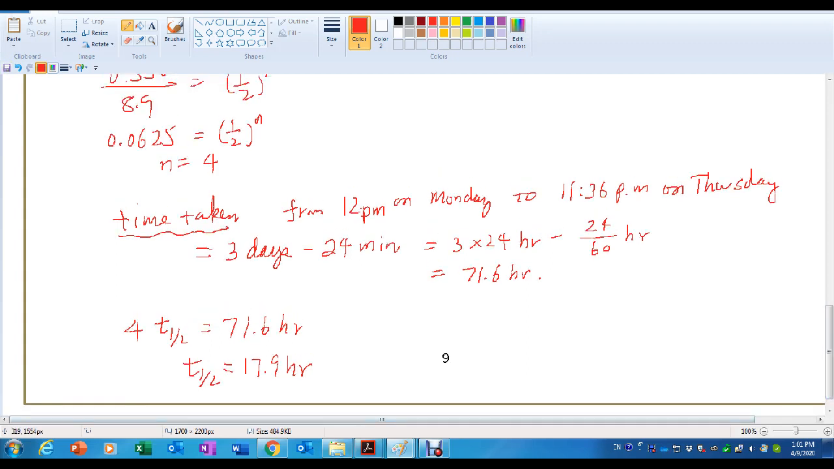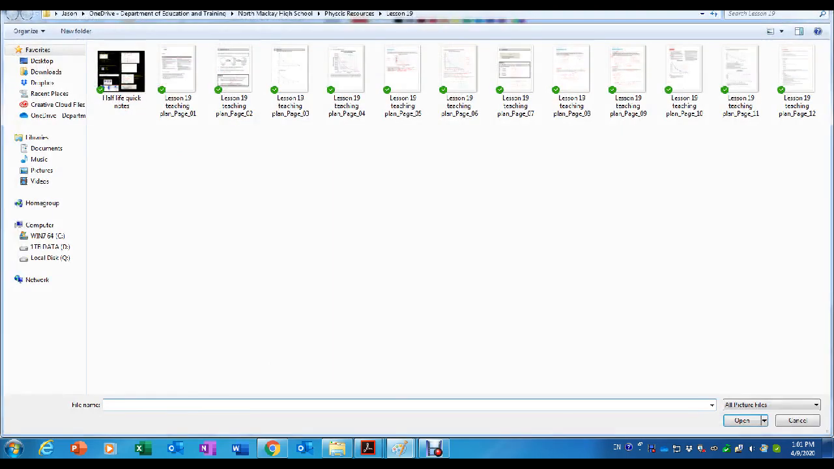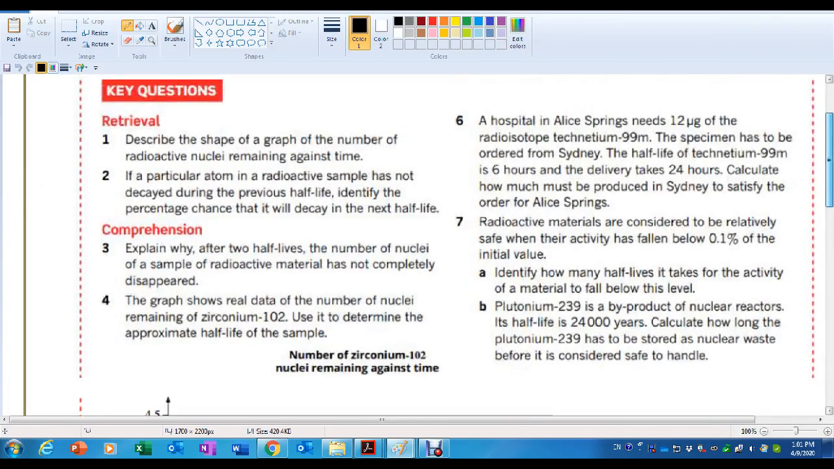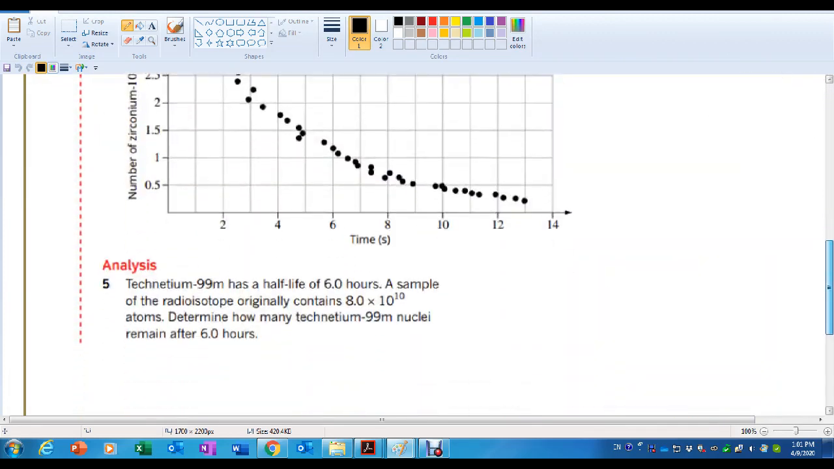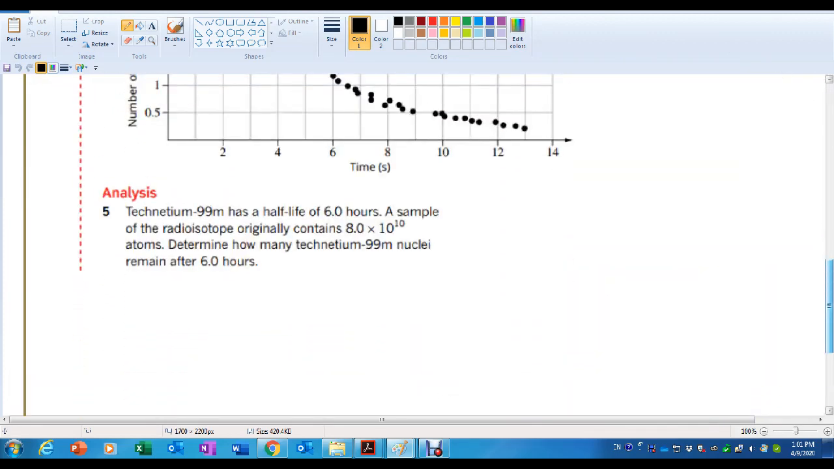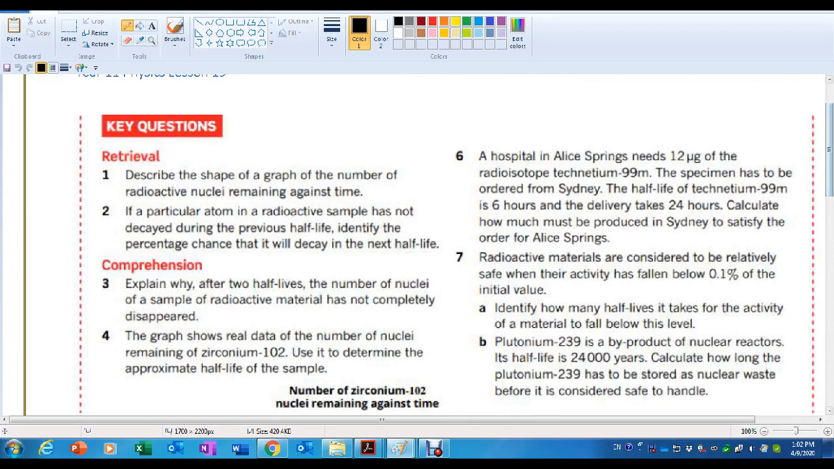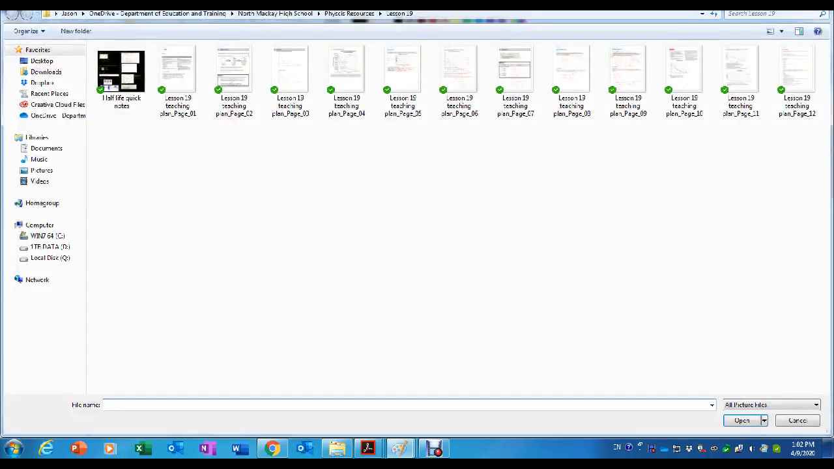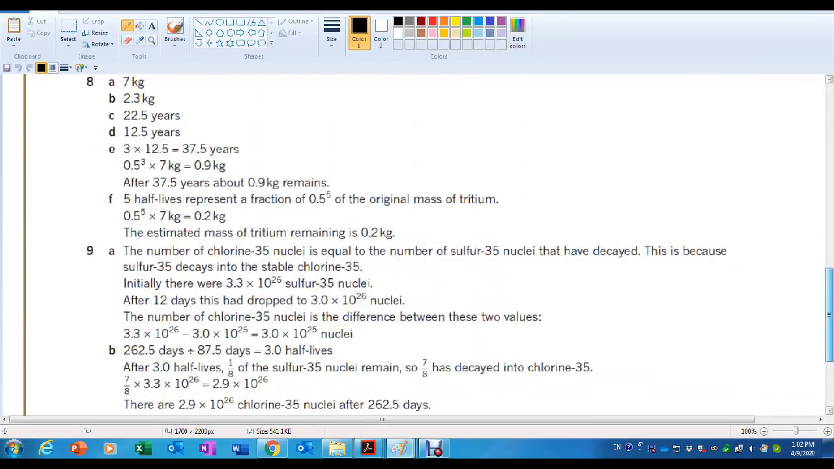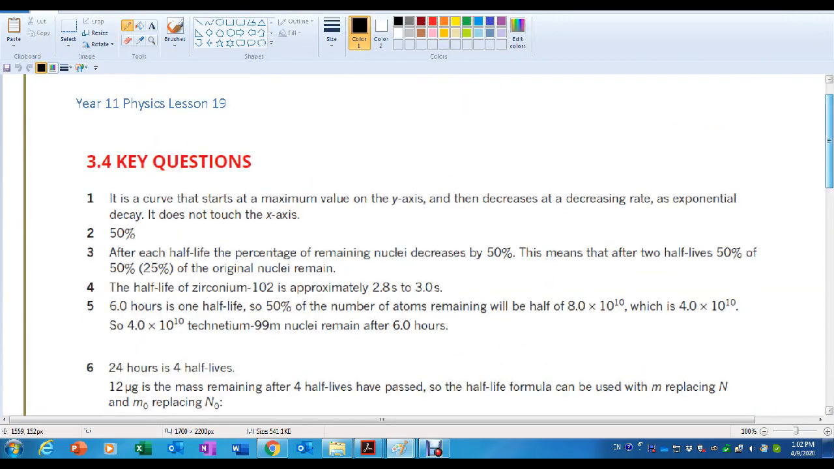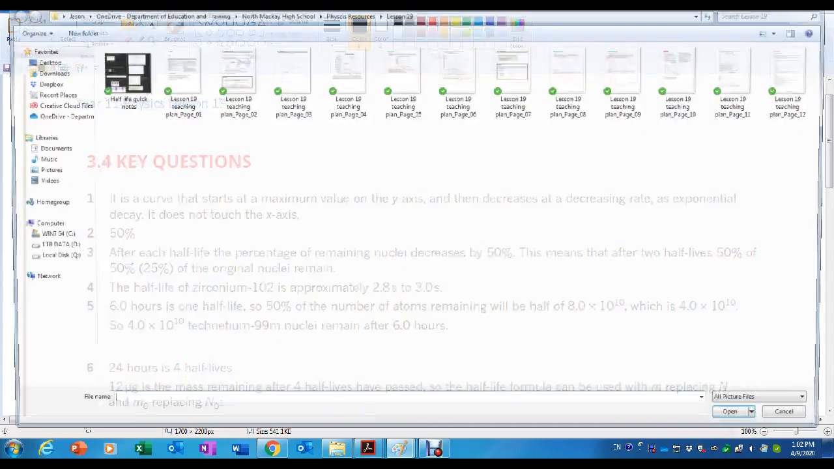I think that's the end of this topic. For your homework, you might try to do some key questions on the following page. And of course, as always, we have the answers after the notes. You can have a look to see if you really understand the content.